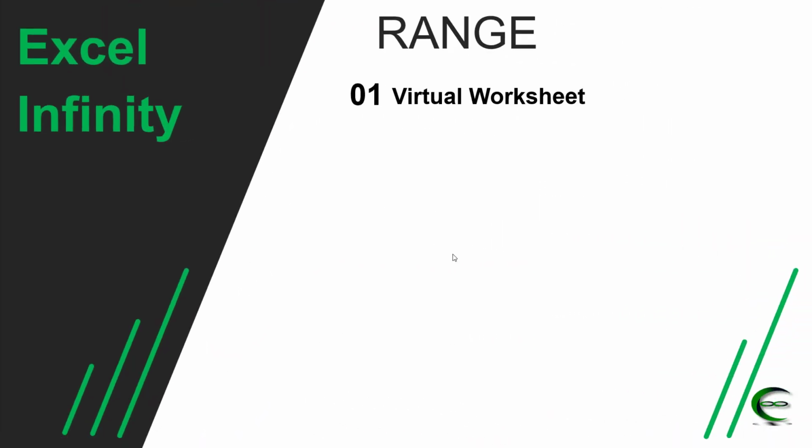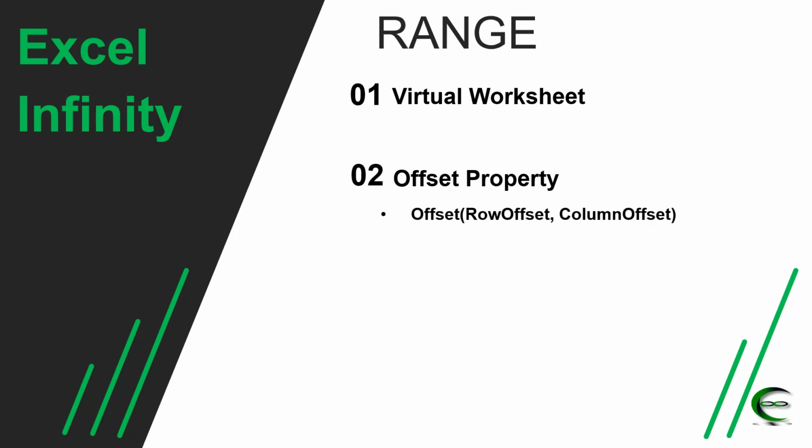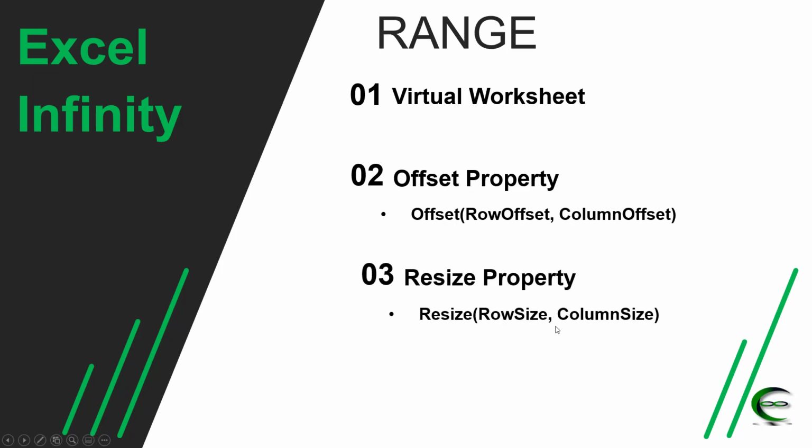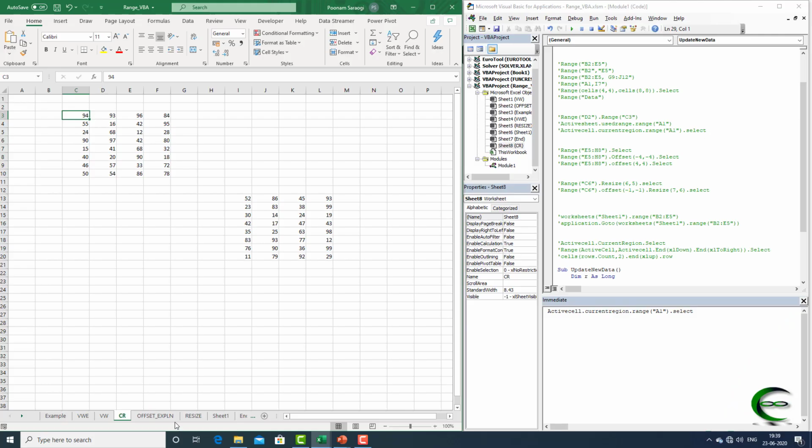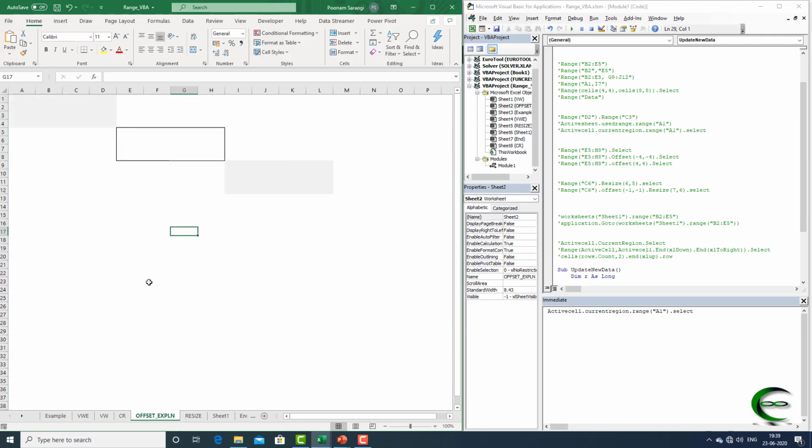Virtual worksheet I have already explained. Offset property: in the offset property, you need to tell the row offset and column offset. You can move a range up or down by using a negative or positive row offset, and right or left using a positive or negative column offset. We will see it practically. And the resize property: in resize also you have to mention the row size and column size, and Excel will extend the range accordingly. Now let us first check offset.